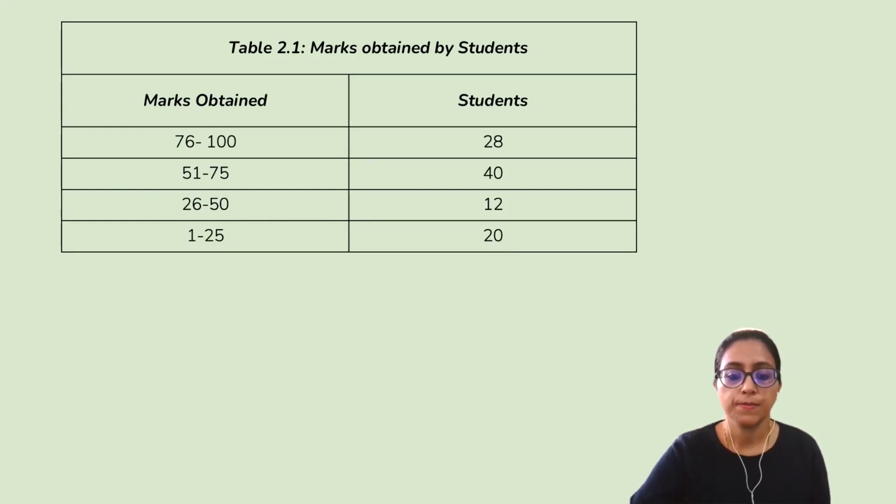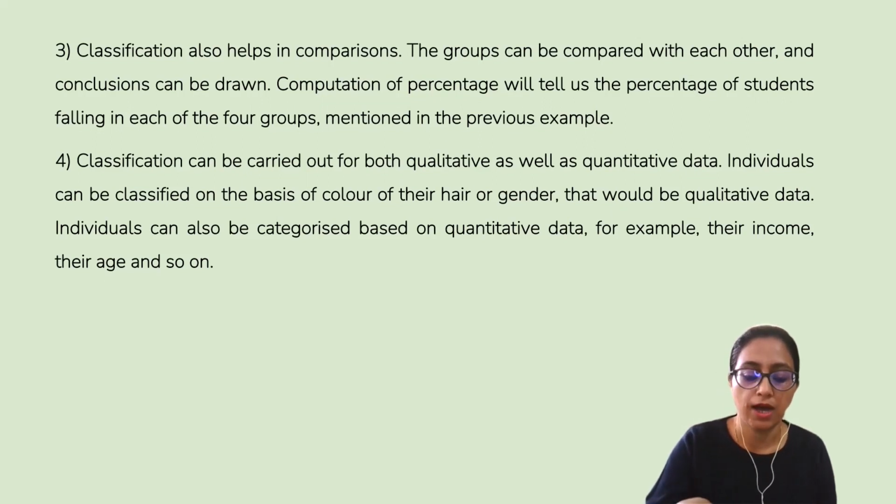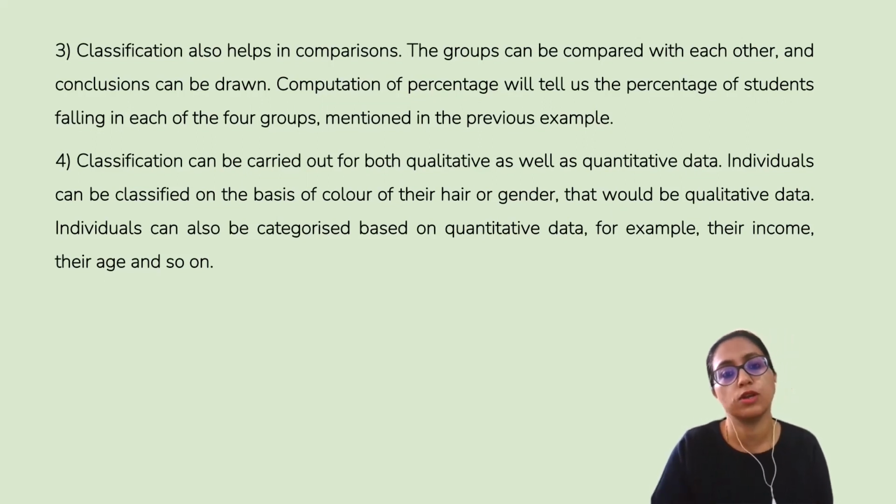Now let us see more advantages of classification. Classification also helps in comparison. Once you have obtained the groups, you can compare one group with another. For example, computation of percentage will tell us the percentage of students falling in each group. For each group, you know the number of students, so you can calculate the percentage. So you know what percentage of students fall in which group, which percentage is falling in the higher marks group, or which percentage is falling in the lower marks group, and so on.